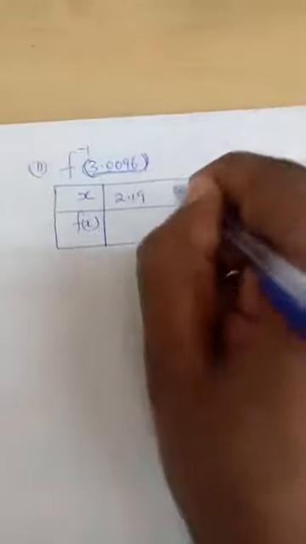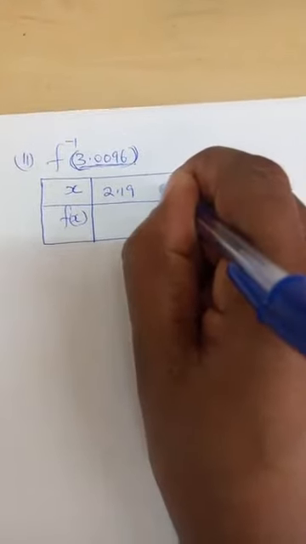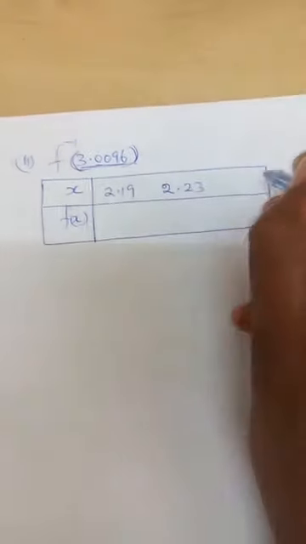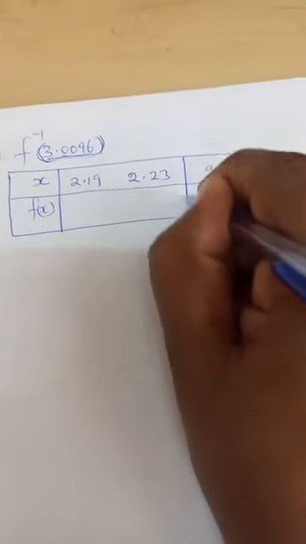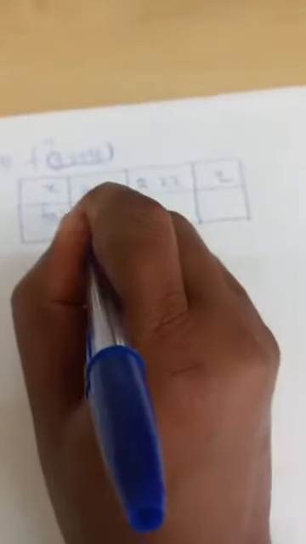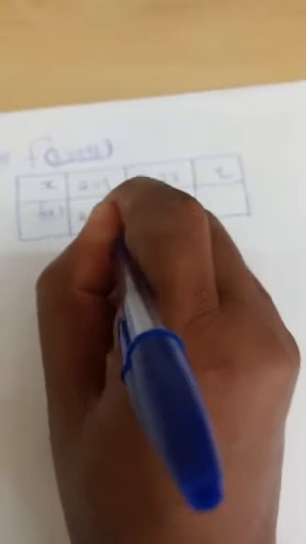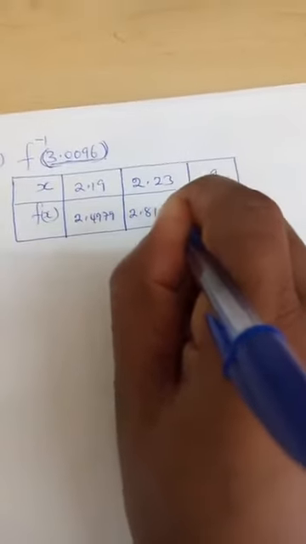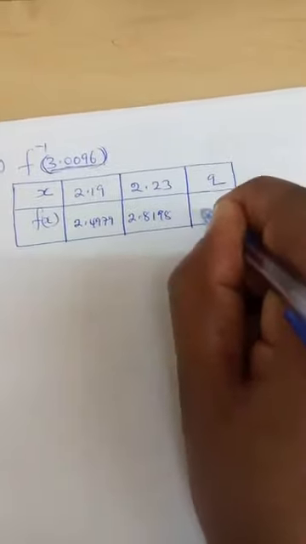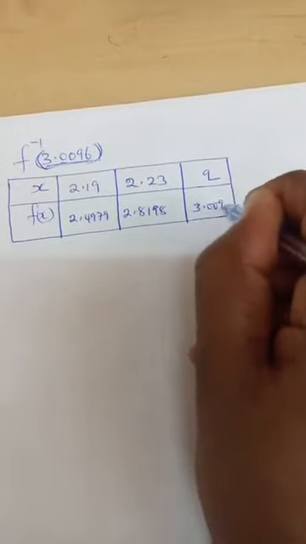So we shall use the last two values and 2.23, and we are looking for this, which I could call Q. They are telling you to find the value of Q. For 2.19, this is 2.4979. For 2.23, this is 2.8198, and this is now 3.0096.